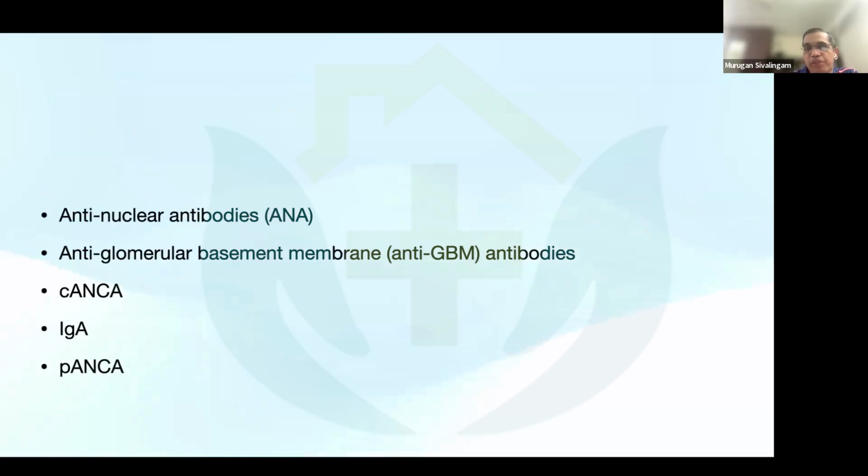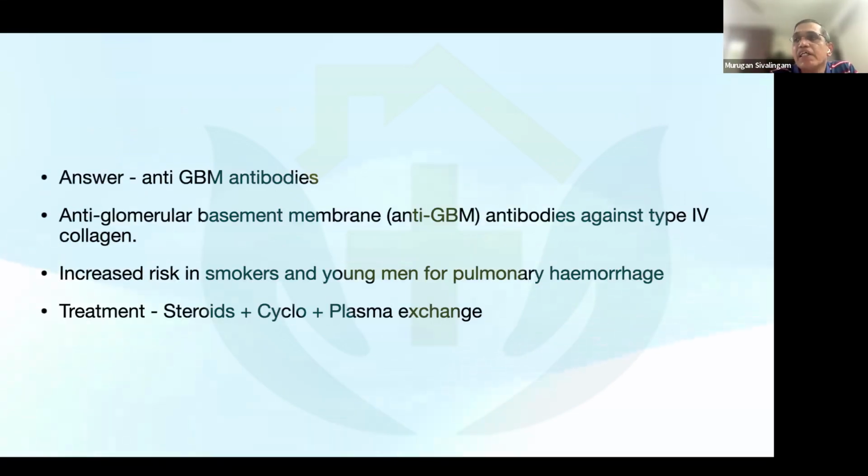Here it is: anti-GBM antibodies. Likewise, in IgA nephropathy you will see IgA in the mesangium, etc. Typically these antibodies are against type 4 collagen. A couple of things to remember with anti-GBM disease: there is a higher risk of pulmonary hemorrhage in smokers and in young men. So if they give a history of something like vasculitis, a young man who smokes, think whether it could be anti-GBM disease. The standard treatment is plasma exchange with IV steroids and cyclophosphamide. Does that make sense? Do you have any questions on this?